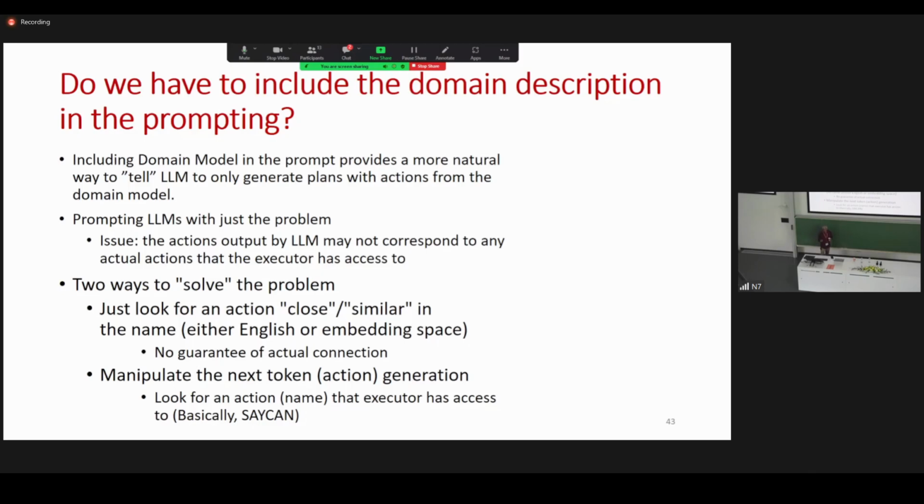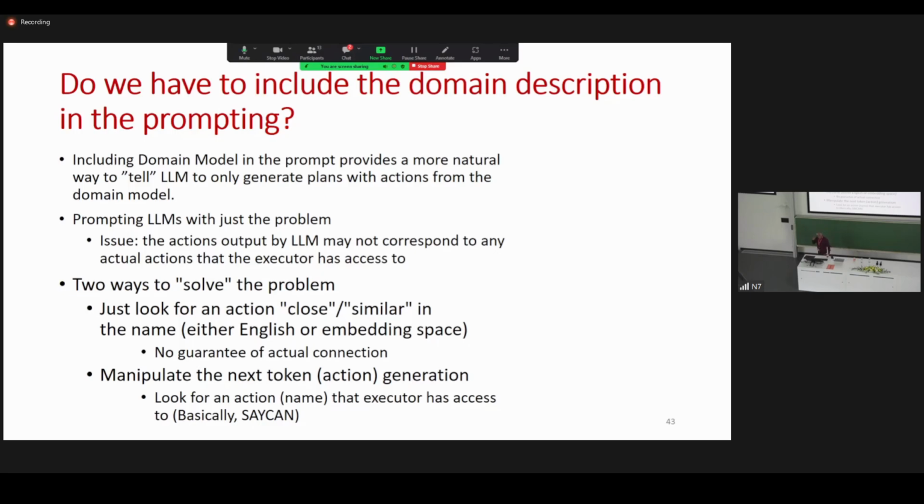There are two ways of solving the problem, and people have tried this and written papers separately. And before we actually showed this, okay? One of which is just look for an action close or similar in the name, either in English or in the embedding space, and hope for the best and say that's probably what the planner had in mind. Is it making sense? No, it doesn't make any sense, but you're just trying to read tea leaves about the output that the LLM is giving. You could write papers on this. I'll actually show you a paper in a minute.